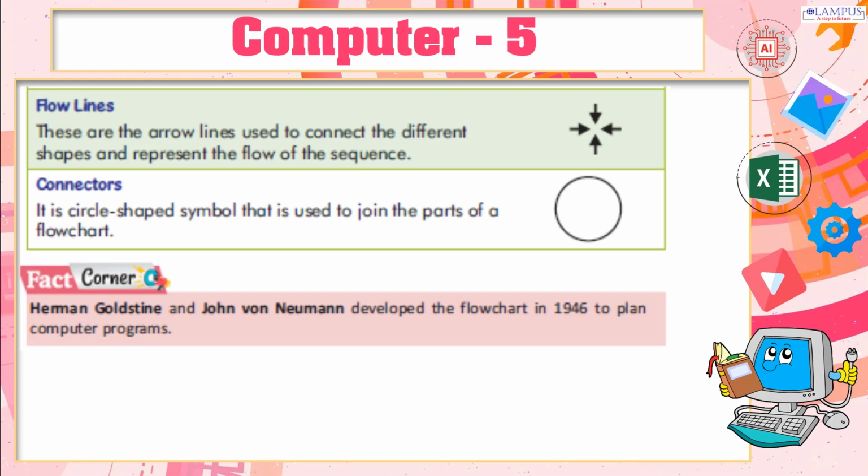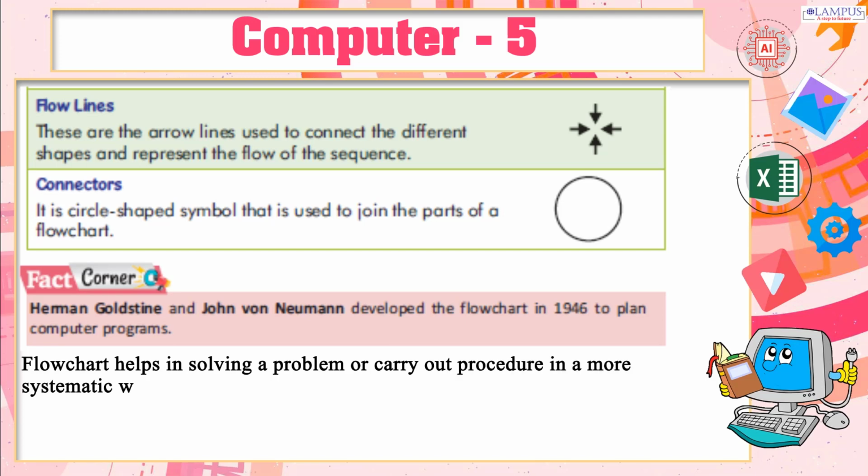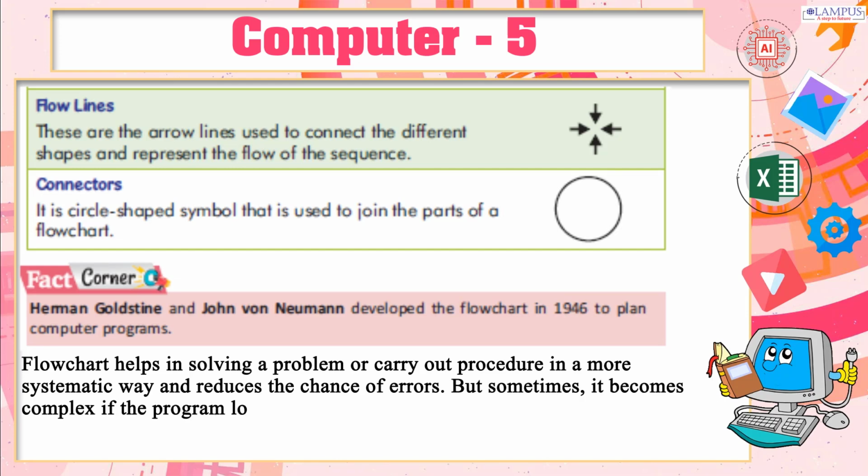Fact corner. Herman Goldstine and John von Neumann developed the flowchart in 1946 to plan computer programs. A flowchart helps in solving a problem or carrying out a procedure in a more systematic way and reduces the chance of errors. But sometimes, it becomes complex if the program logic is long.